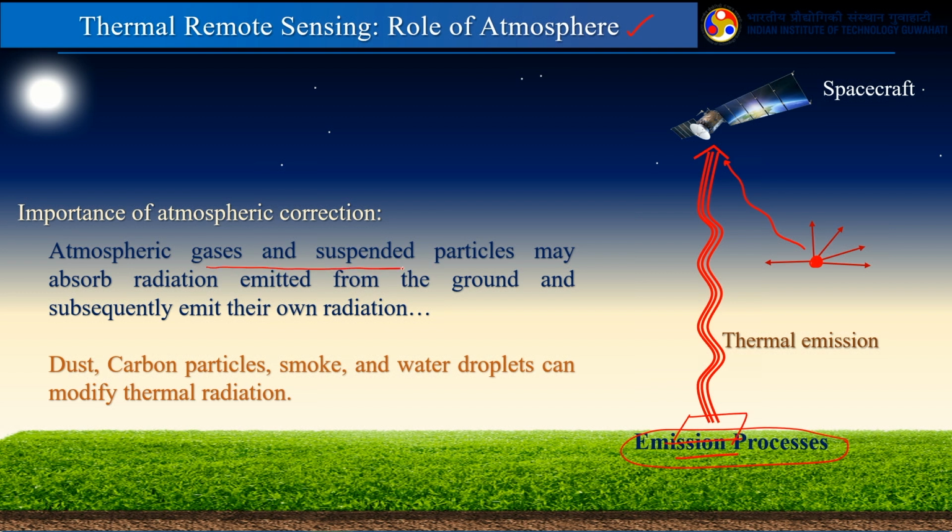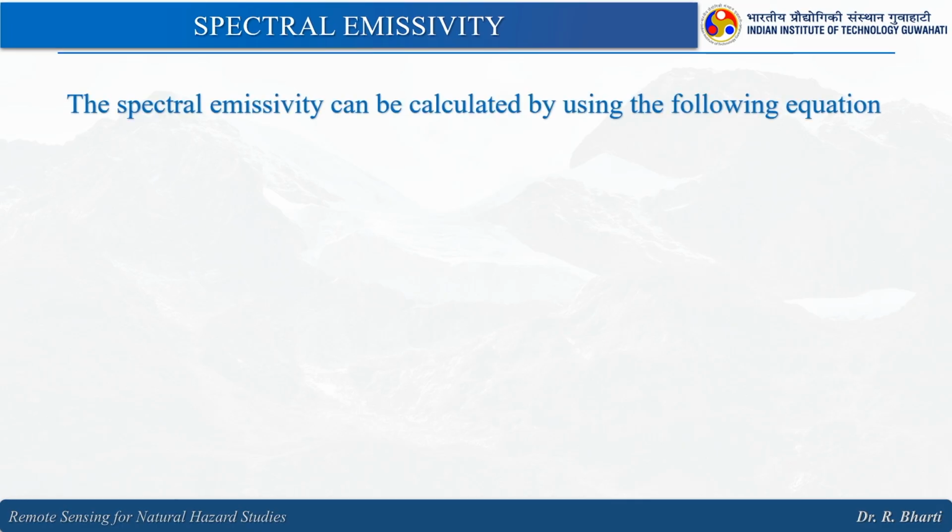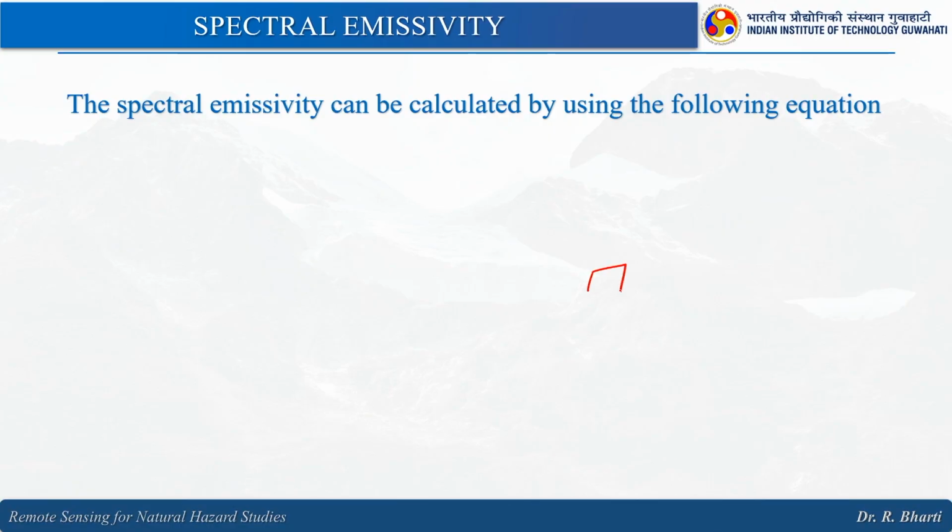Atmospheric gases and suspended particles may absorb radiation emitted from the ground and subsequently emit their own radiation. Dust, carbon particles, smoke, water droplet can modify this thermal radiation by the emission in the atmosphere, right. So, this is very important to understand. Now, there is a concept of spectral emissivity. So, we have understood the concept of emissivity.